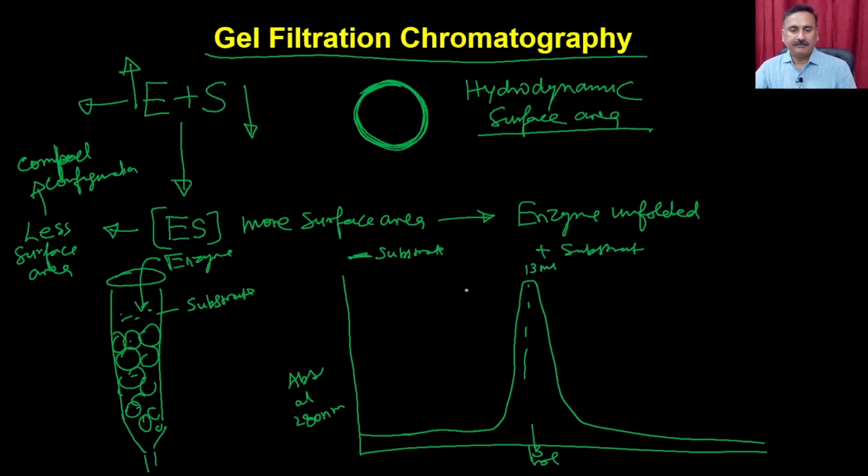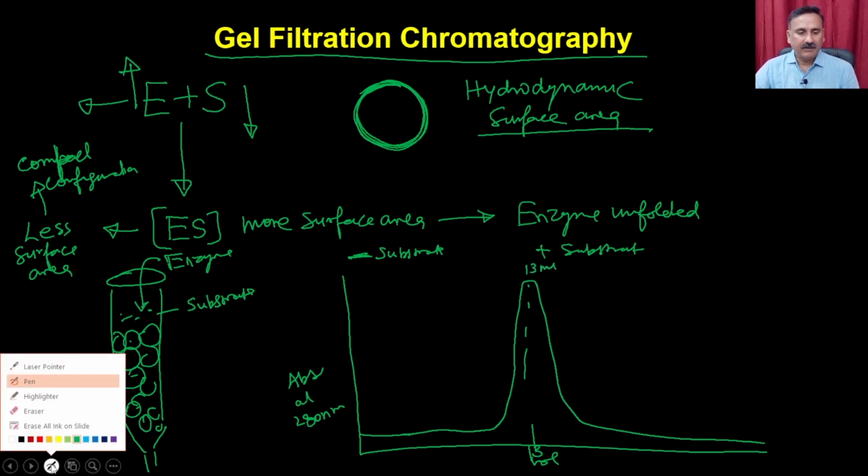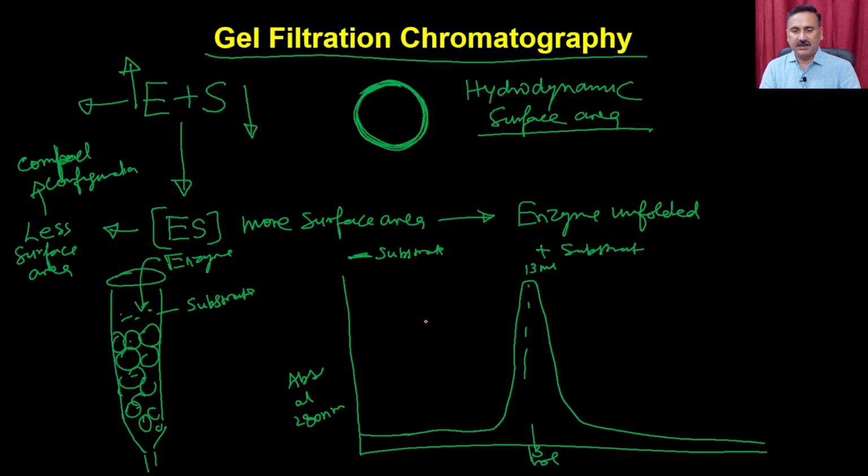Now when you change the substrate, so in the presence of substrate, when you add the substrate, it can go in both directions. It can go either like this, or it can go in the reverse direction and show you a peak in this direction.